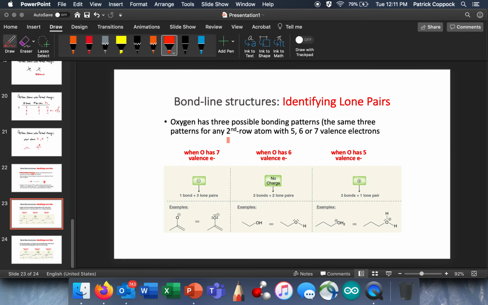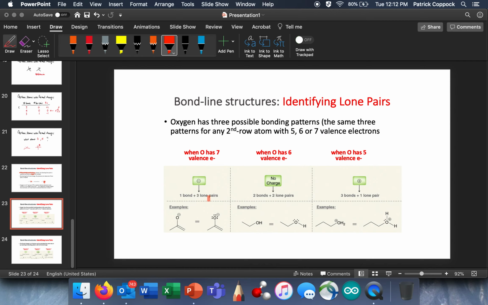So let's look at it like this. Oxygen has 3 possible bonding patterns. There's probably more than that, right? But 3 that we're going to see in nature, okay? The only 3 patterns are here. Wait just a second here. The same 3 patterns apply for any second row atom with 5, 6, or 7 electrons.